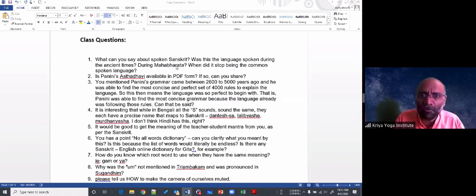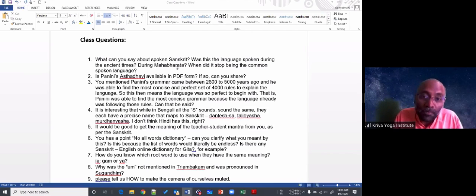What can you say about the spoken Sanskrit? Was this the language spoken during the ancient times, during Mahabharata? When did it stop being the common spoken language? So Sanskrit was a spoken language, and Panini took all the styles which were being spoken at those times. He also took all the scriptures or books which people had written at the time, and he took all that information and came up with this grammar, with rules to produce all those words which people were speaking.